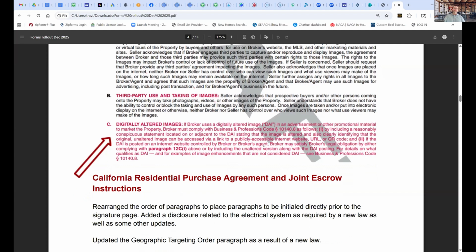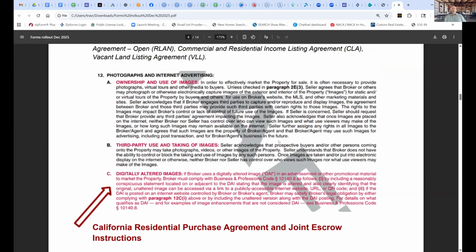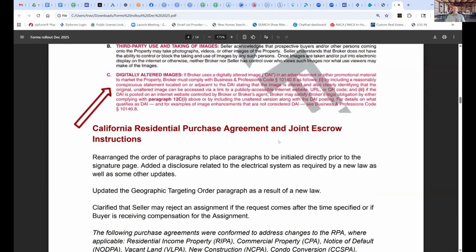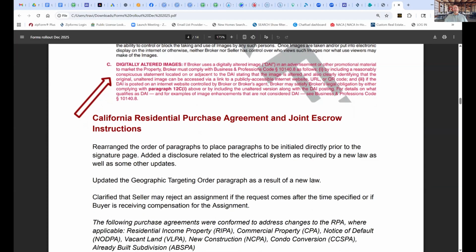If you want to go back to our previous webinars, you'll see on the law, I think it's the 2026 law updates from a few weeks back, I covered this one if you want to dig into that a little bit more. That's really the major thing that they added to the listing agreement. So if you happen to have a client who's like, hey, I want to use these images of how the home can look, be sure to point out this section in the RLA and how that works now.